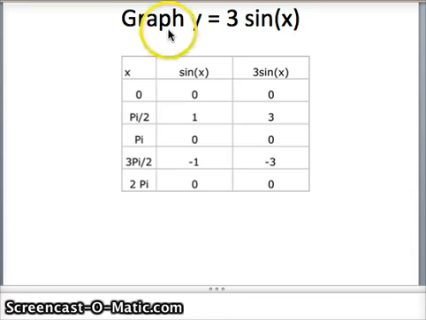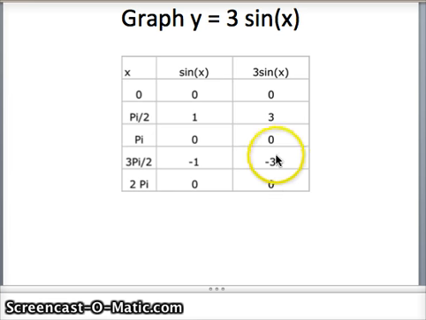So our next example is y equals 3 sine x, and you may recall 3 is the amplitude. But I'm still working off those same 5 points: 0, pi over 2, pi, 3 pi over 2, and 2 pi. Sine of 0 is 0, sine of pi over 2 is 1, sine of pi is 0, sine of 3 pi over 2 is negative 1, sine of 2 pi is 0. Why? Because of the unit circle. The sine is the y value. Multiplying that by 3, what do I get? 3 times 0 is 0, 3 times 1 is 3, 3 times 0 is 0, 3 times negative 1 is negative 3, and 3 times 0 is 0.